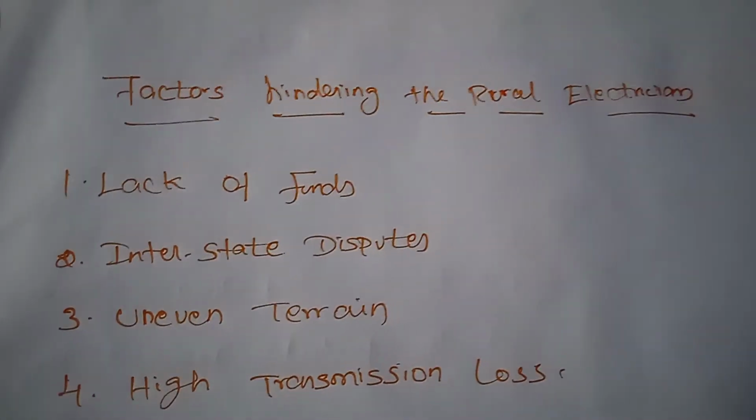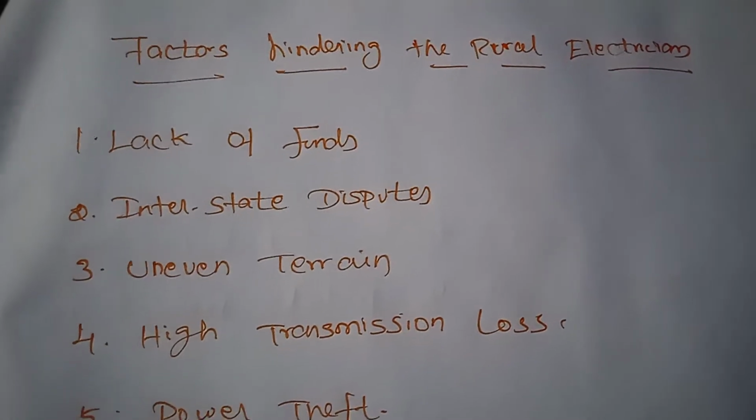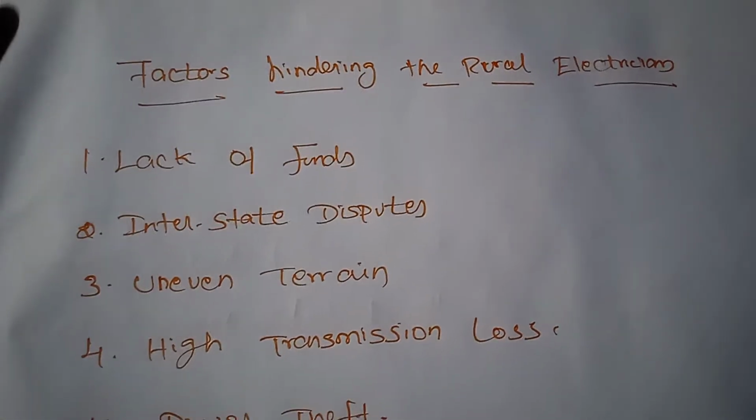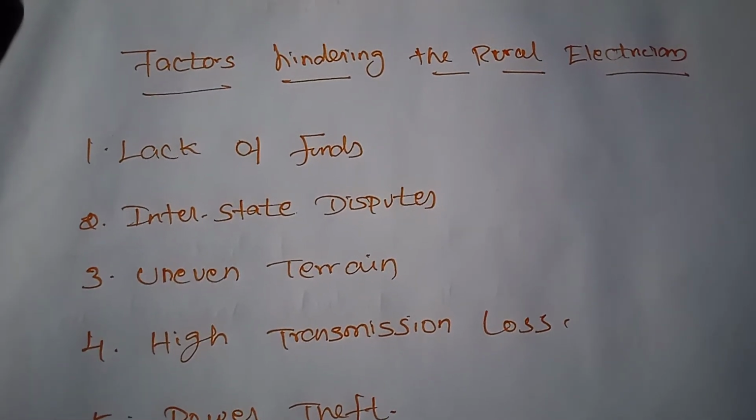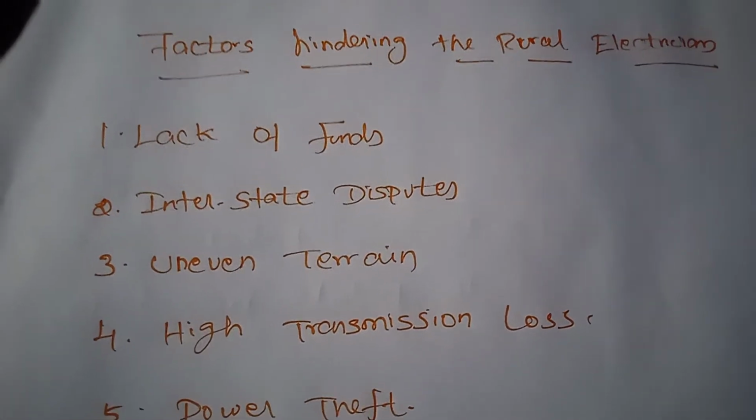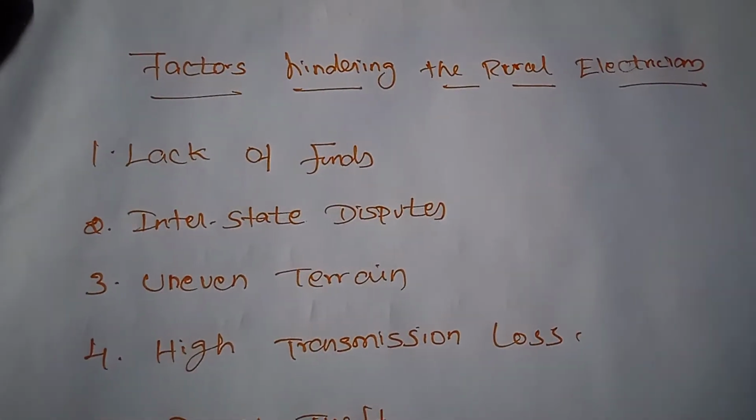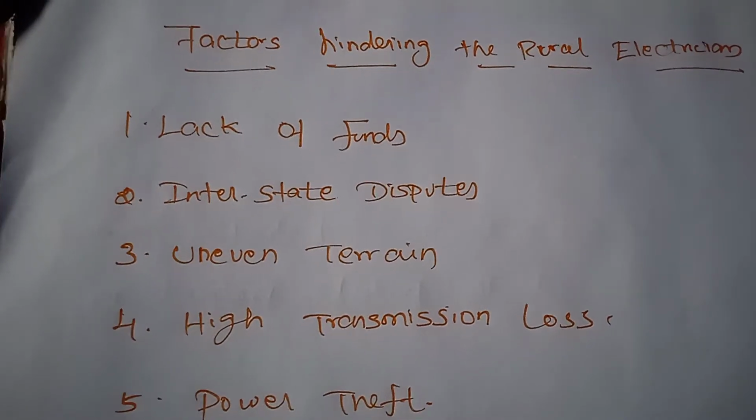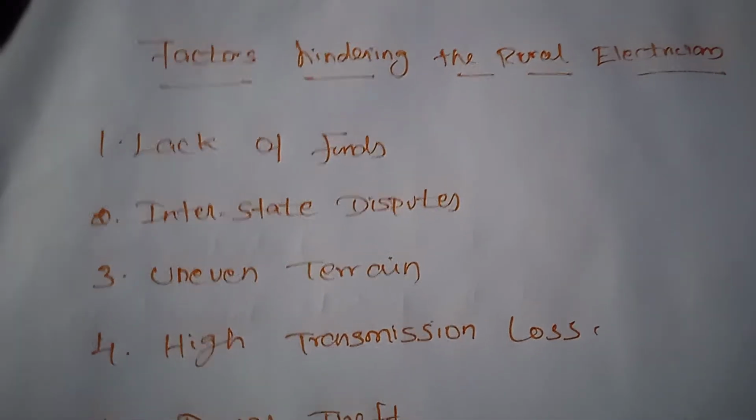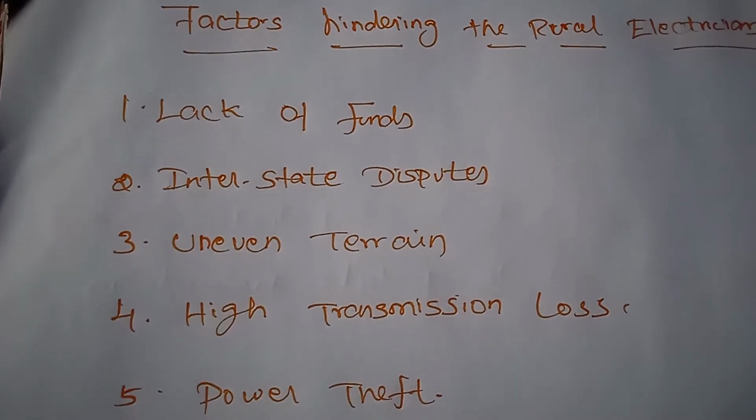There are some factors hindering rural electrification. If the government wants to provide electrical facilities to the rural areas, some problems are there. What are the hindrances that stop providing electrical facilities to the rural area? Under these headings we can easily understand. First one is lack of funds.